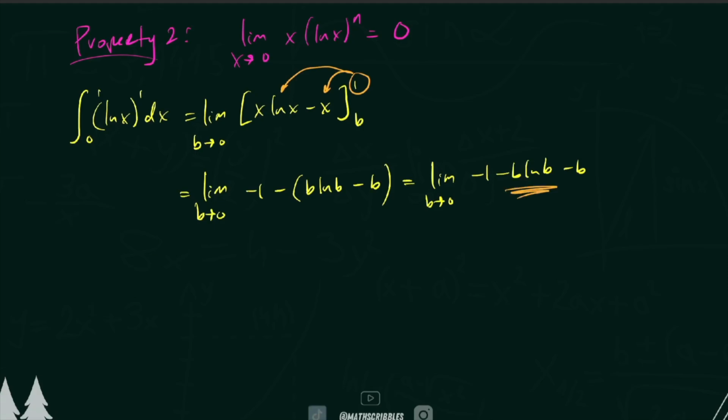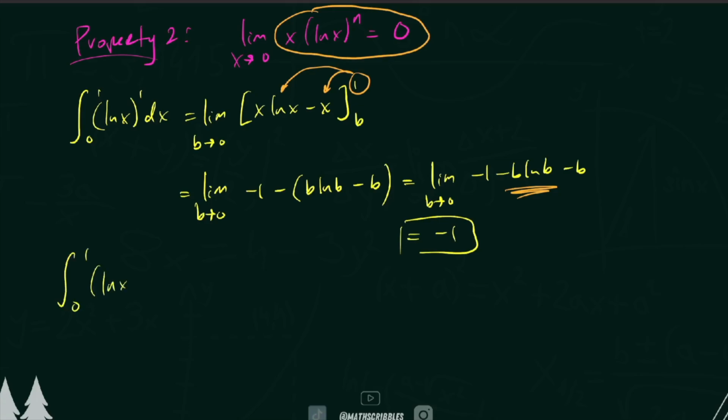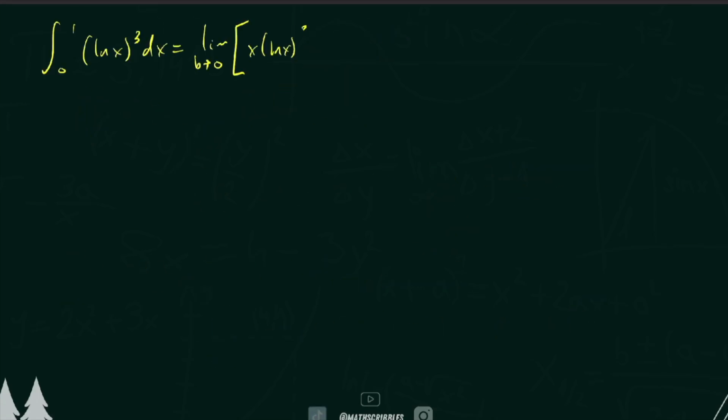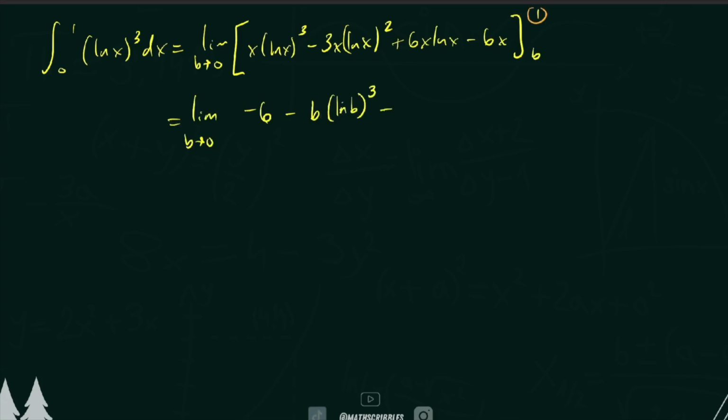Now, as we take the limit of -1, that's just going to be -1. The limit of this b natural log of b, you'll notice that this is actually the property up on top. That's property number 2. That's going to be 0. And then the limit of b as b approaches 0, that's just going to be 0. So we're just going to have a value of -1. Okay, not bad. Well, let's try the same thing for natural log of x raised to the power of 2. So from here, I just continue using the limits that we've already found, and we use the first fundamental theorem of calculus to find our values.